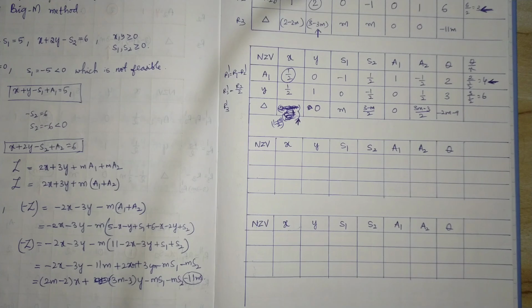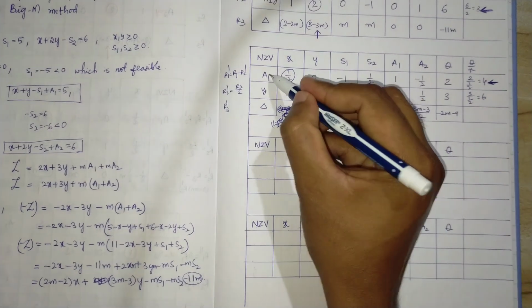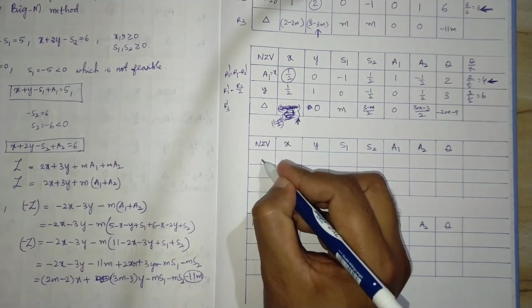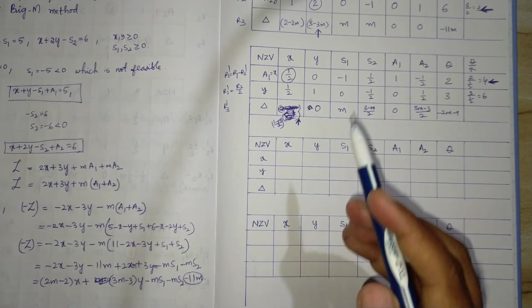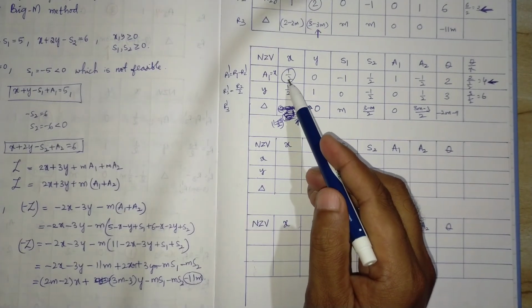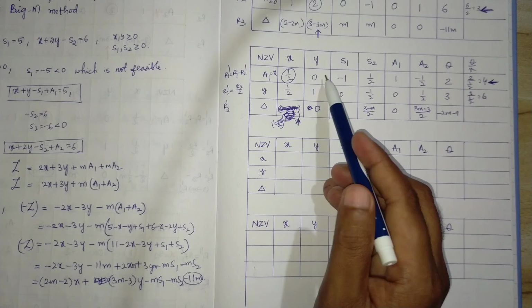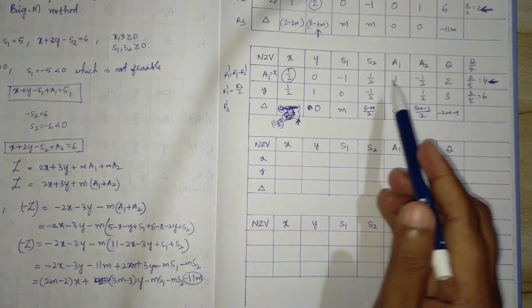So what's the next step? The corresponding variable x has to replace a1, so here it is x and y and delta. Now what is the next step? We have to make this pivotal element 1. How can we make that 1? Let us multiply throughout by 2, so that it will be 1.